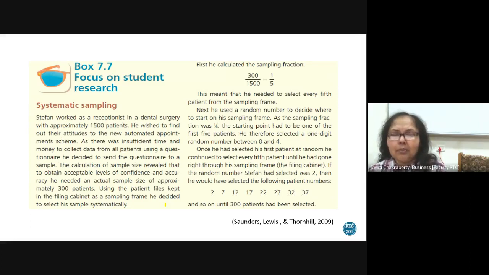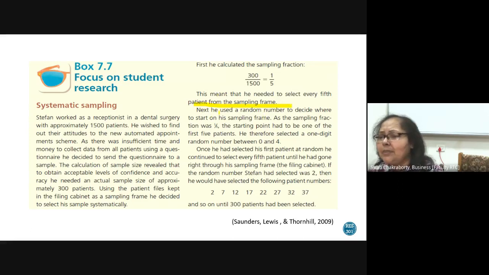So using the patient files kept in the filing cabinet as a sampling frame, he decided to select a sample systematically. The sample size is 300, the total population is 1,500, so the fraction is 1/5, which means what? He needed to select every 5th patient from the sampling frame. So what did he do?